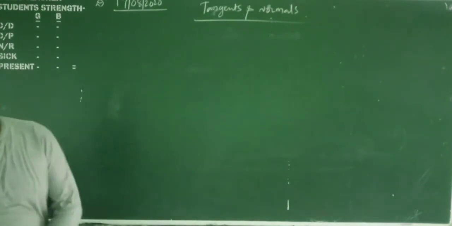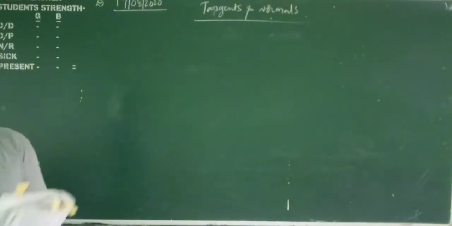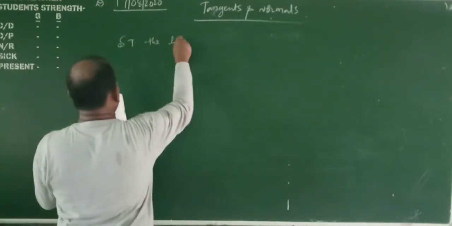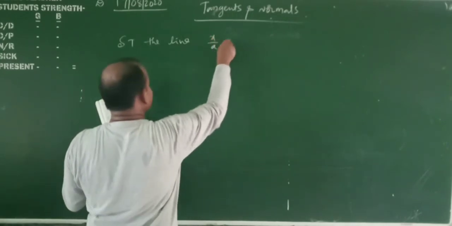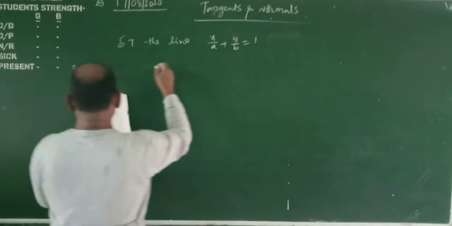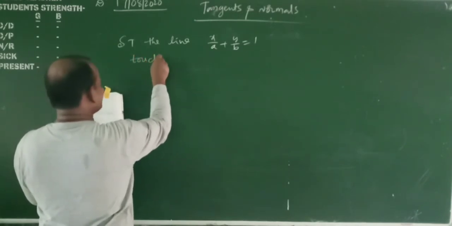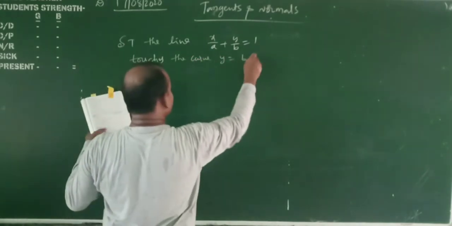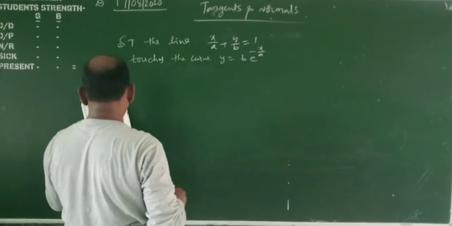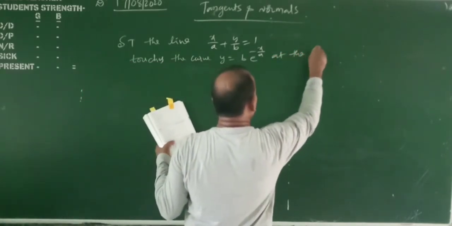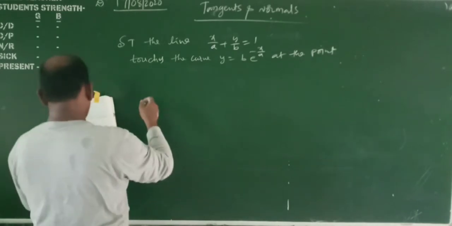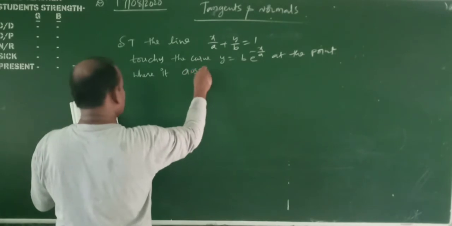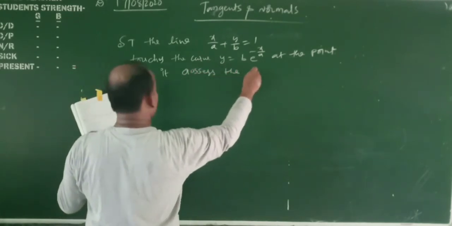Now, we will go to the next problem. Show that the line x by a plus y by b equal to 1 touches the curve y is equal to b into e power minus x by a at the point where it crosses the y-axis. Touches means tangent.